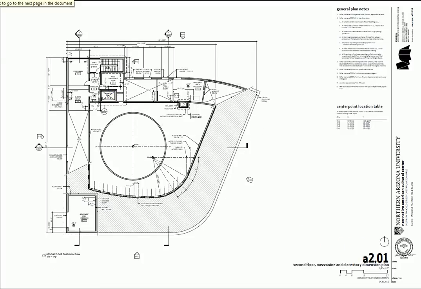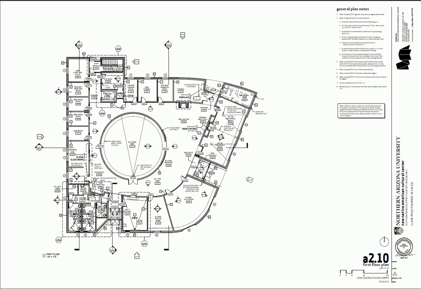Here's the roof and mezzanine second floor dimension plan. And then we get into the architectural plans. So right now I can see, okay, this looks like we've got a gathering space, we've got some study rooms, and we have some offices around on the first floor.